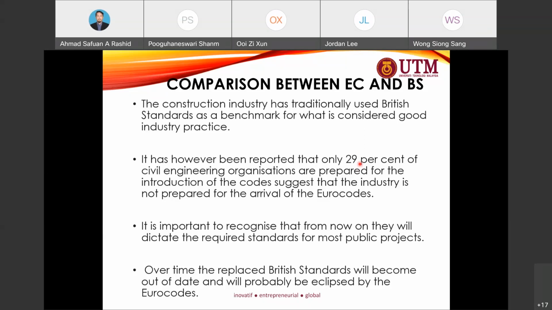It's important to recognize that from now on they will dictate the required standard for most public projects. So this is what they are moving towards now, to implement this EC7. Over time, the replaced British standard will become out of date and will probably be eclipsed by the Eurocodes.